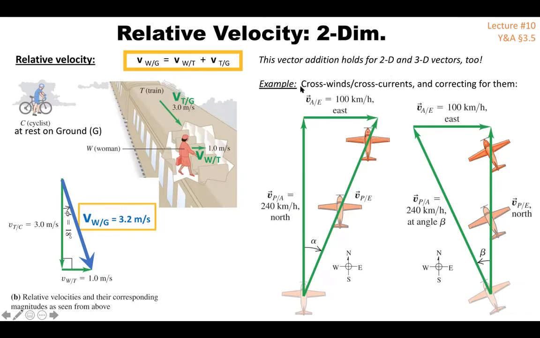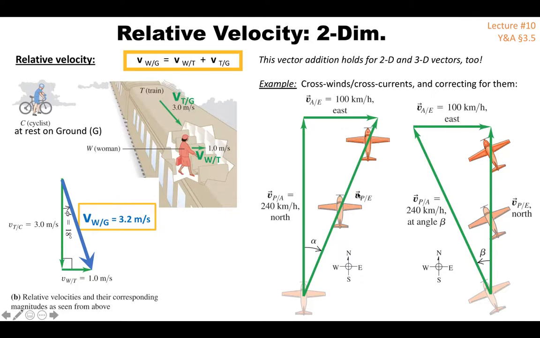This example is encountered a lot when we have boats trying to cross a river that has a cross current, or we have an airplane flying in a crosswind. So, for example, suppose this airplane here has its nose pointed due north. If the air were perfectly still, the airplane would fly due north, and it would do so at 240 kilometers per hour. So the velocity of the plane with respect to the air is 240 kilometers per hour. However, the air itself is moving with respect to the Earth with this 100 kilometer per hour crosswind. In this particular example, it's due east.